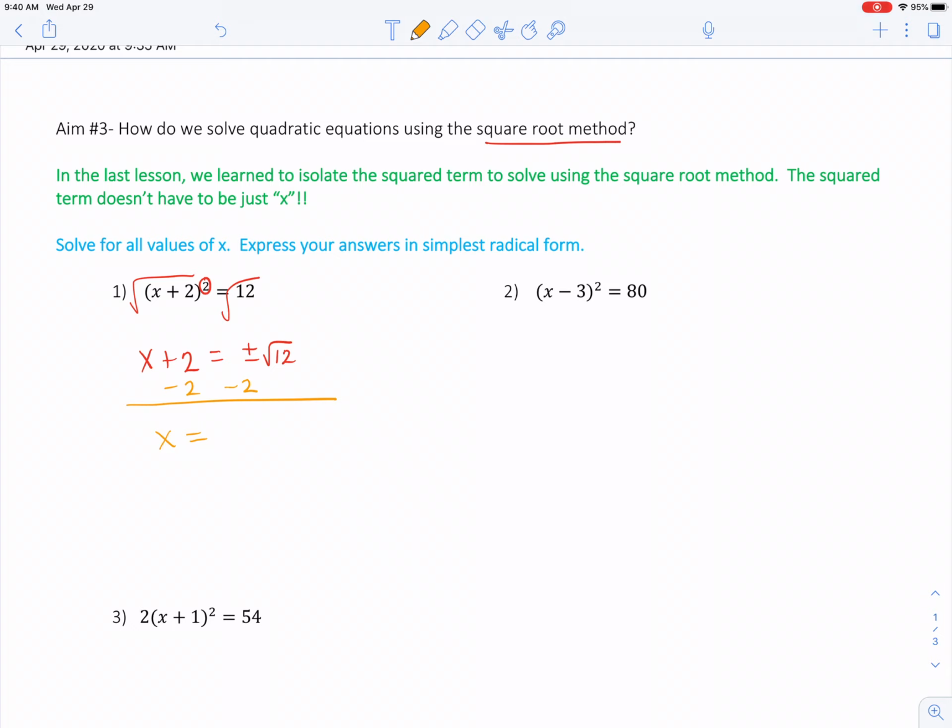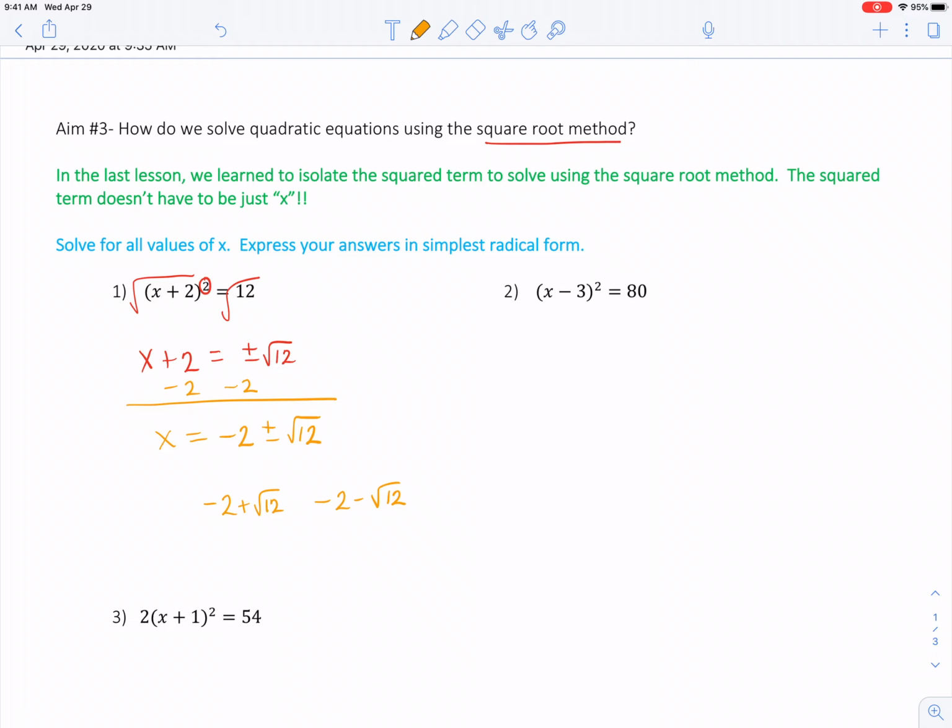Now what are we going to do? We have this positive and negative square root of 12 that we have to subtract 2 from. So what we always do is put that -2, or whatever number we're doing, on both sides in front of the plus minus square root of 12. What that means, but we won't write out, is it could either be -2 plus the square root of 12 or -2 minus the square root of 12.